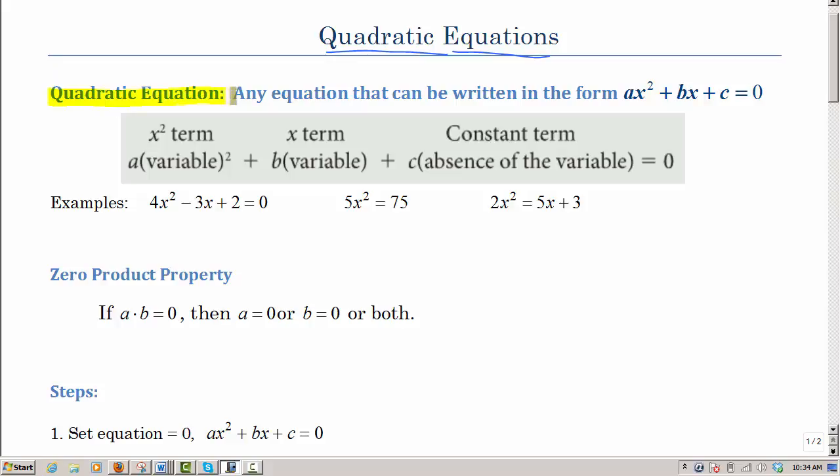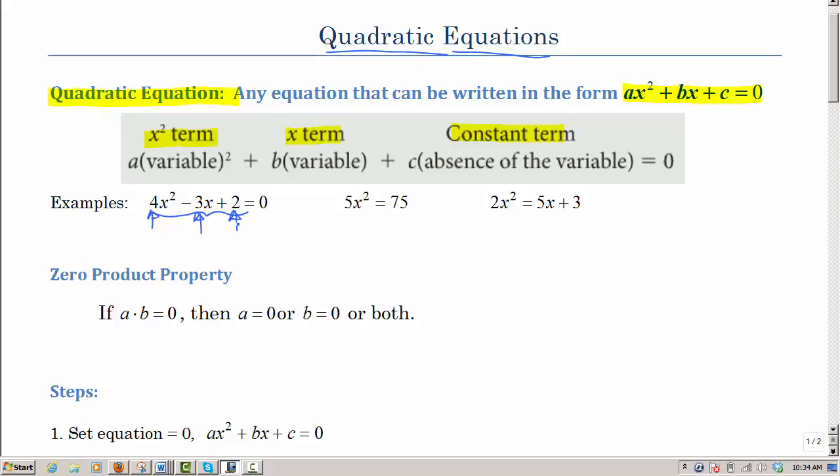A quadratic equation is any equation that can be written in the form ax squared plus bx plus c equals 0. We have an x squared term, x, and a constant: quadratic. So for example, this is a quadratic equation where, if you look, a is 4, b is -3, c is 2, and it's equal to 0.